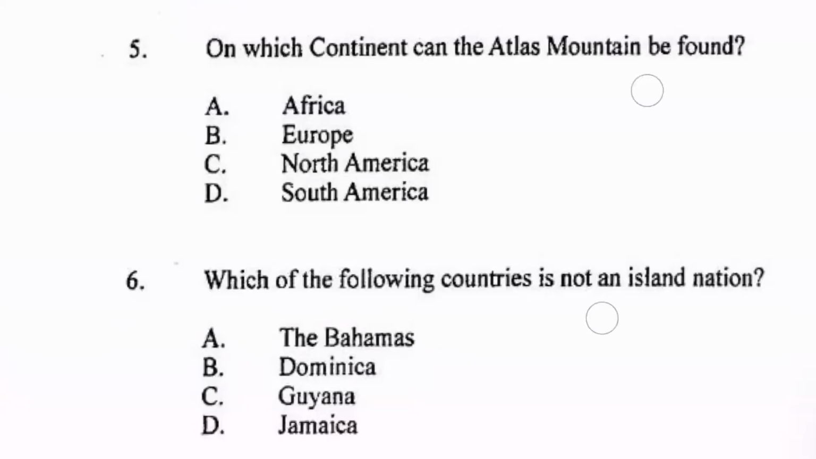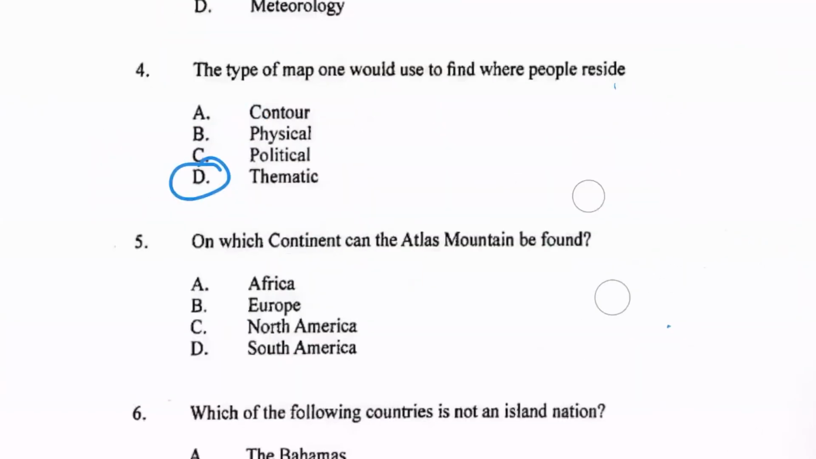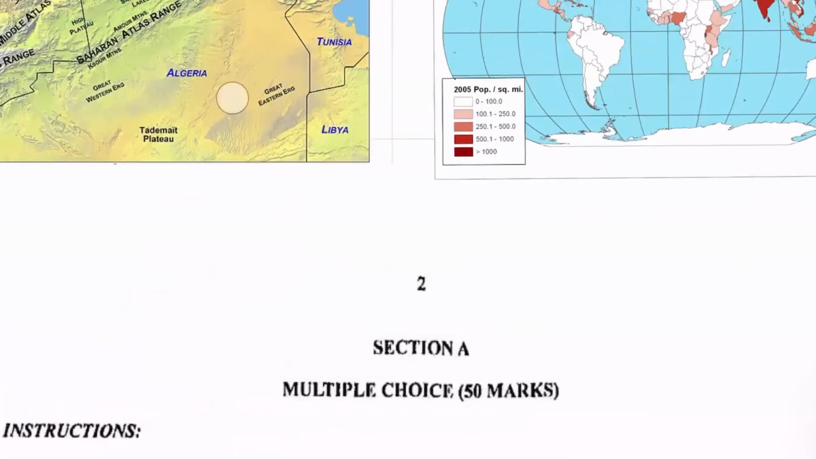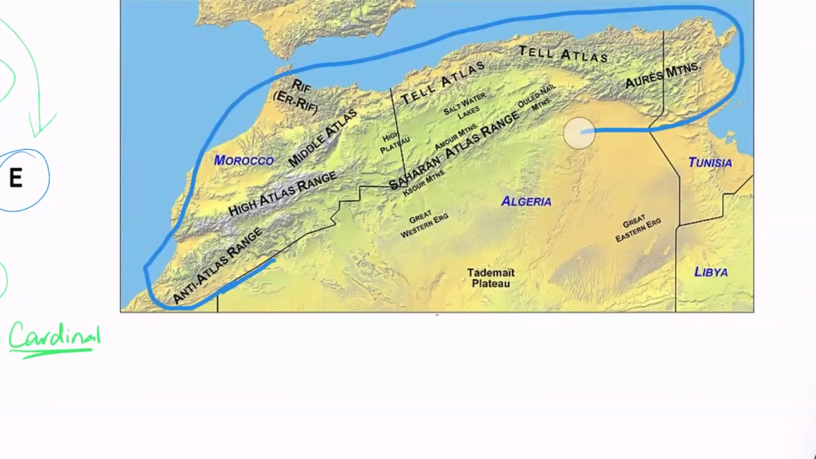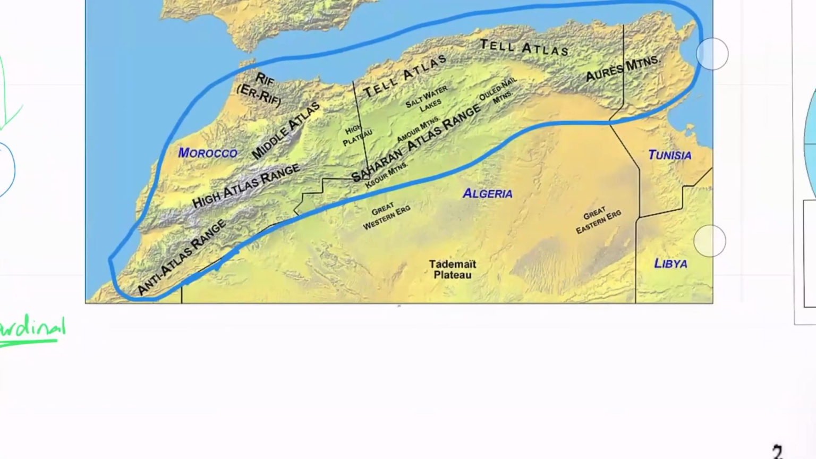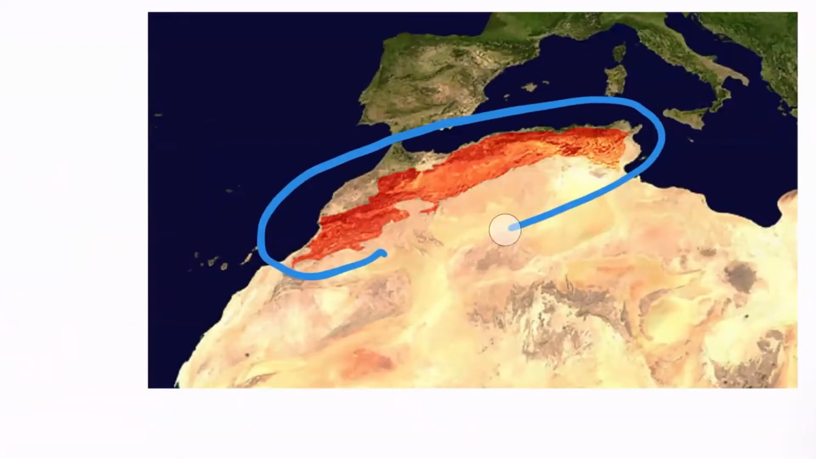Okay, so let's take a look at the map. The Atlas Mountains, that mountain range. Here it is. This area that I'm circling in blue is a mountain range known as the Atlas Mountains. Let's see, there's another map. There it is. This is another view of it. Can anyone tell me which continent this is located on? You can type it in the chat. Yep, that's right, it's Africa.